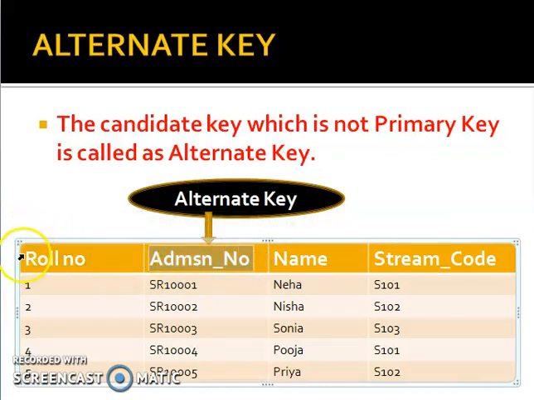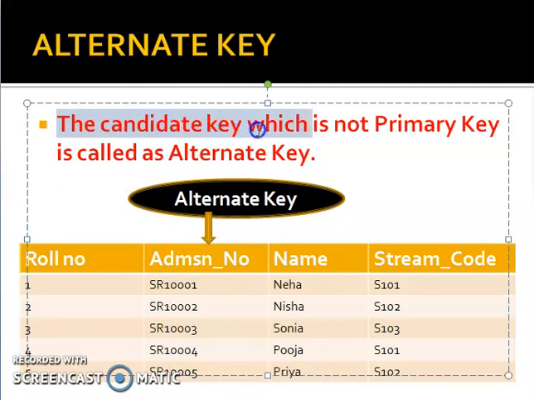Out of that, I am going to select roll number as the primary key. So the remaining candidate key, admission number, is considered an alternate key. So the definition of an alternate key is: the candidate key which is not selected as the primary key is called an alternate key.